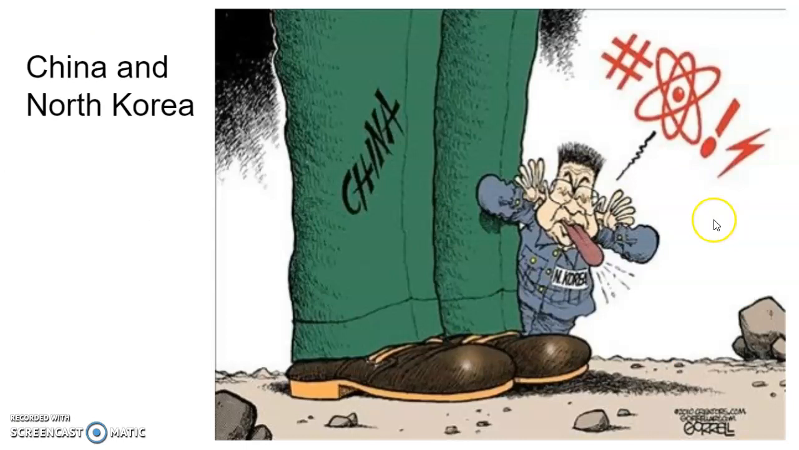The last one is on China and North Korea. So here we have just the legs of a really, really big and powerful China, and then this short little North Korea guy who's hiding behind China. So China's providing him some place to hide, and now he's sticking his head out and making fun and sticking his tongue out and being kind of mean. And he can do that because he hides behind China.